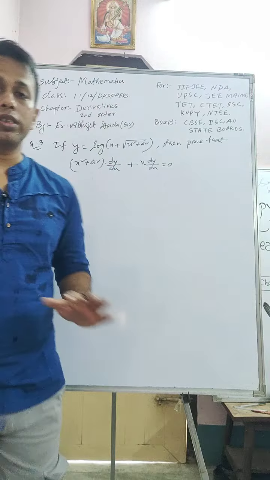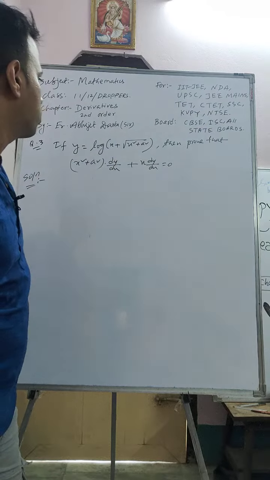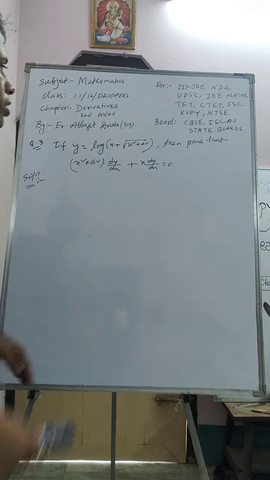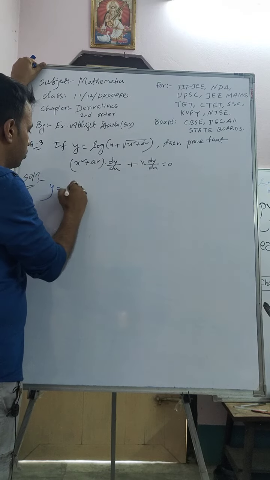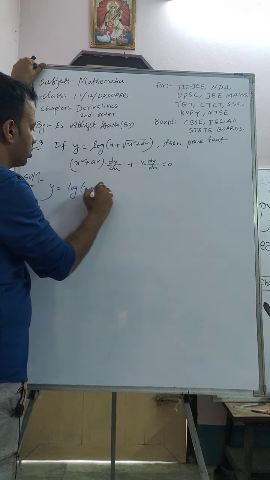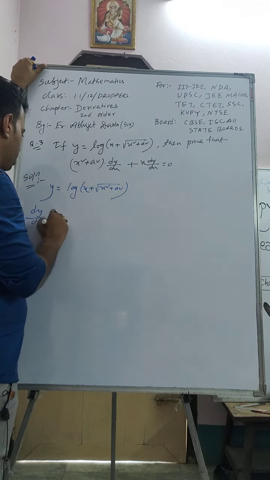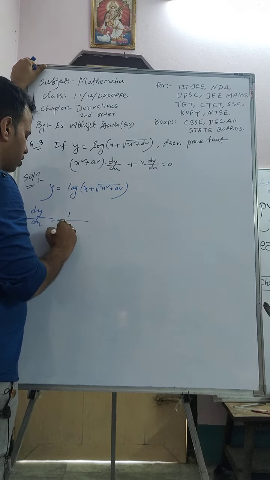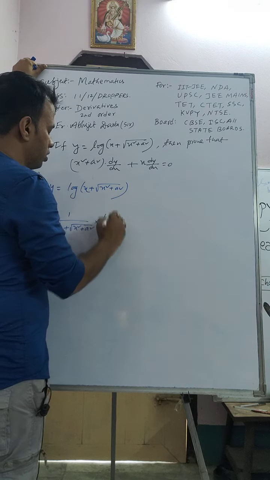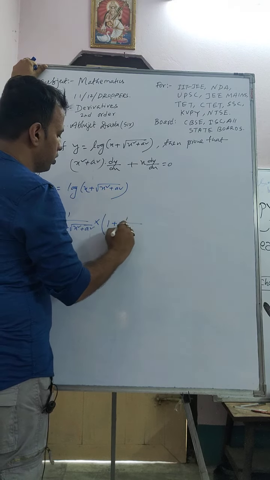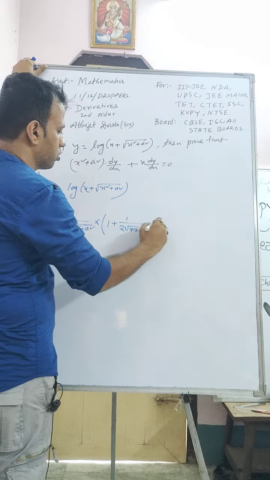So the third question is like that: if y equals log of x plus root over x square plus a square, then prove that x square plus a square into d square y dx square plus x dy dx is what? Okay, so let's try. I take y equal to log of x plus root over x square plus a square. Now differentiate both sides, so it will be dy dx. The derivative of log is 1 by x plus root over x square plus a square, and here it will be 1, and here the derivative of root is 1 by 2 root, and this one is 2x.